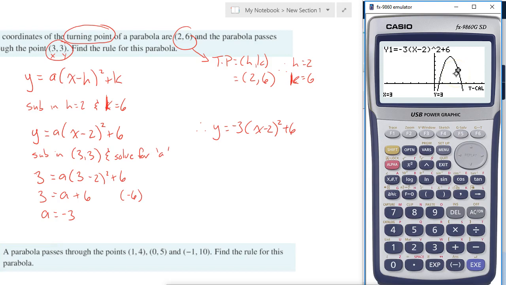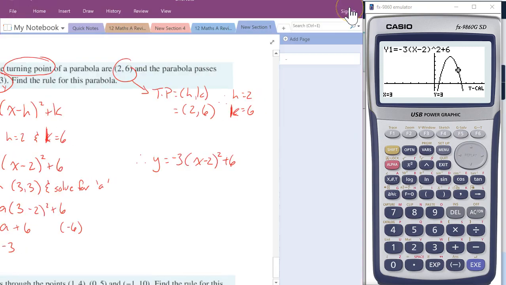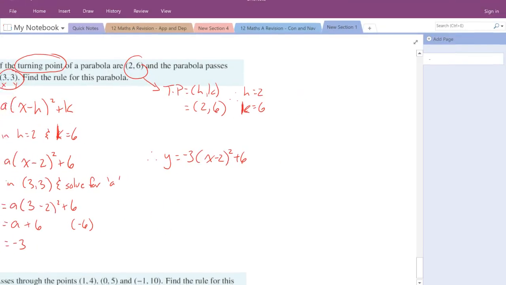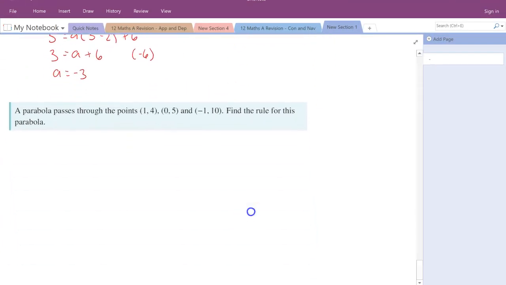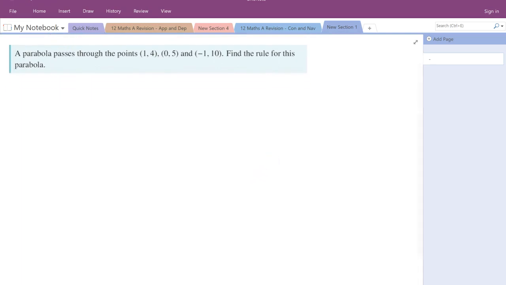So if you do have access to your graphics calculator in that section of the test, you can check your work. Okay, so let's just do the last one. It says a parabola passes through points 1, 4, 0, 5, negative 1, 10. Find the rule for this parabola.